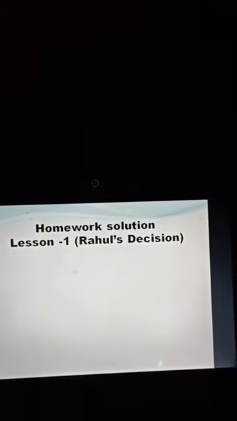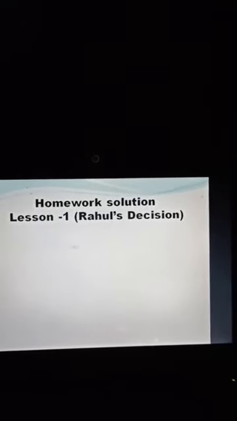Now, after doing this, it is the time to give you the homework solution of the previous lecture. In the previous lecture, we discussed lesson 1, Rahul's decision. I told you the summary of this chapter and assigned you some homework regarding the chapter. So here is the homework solution.